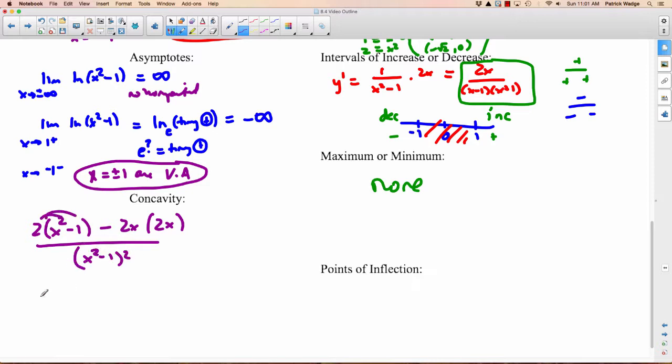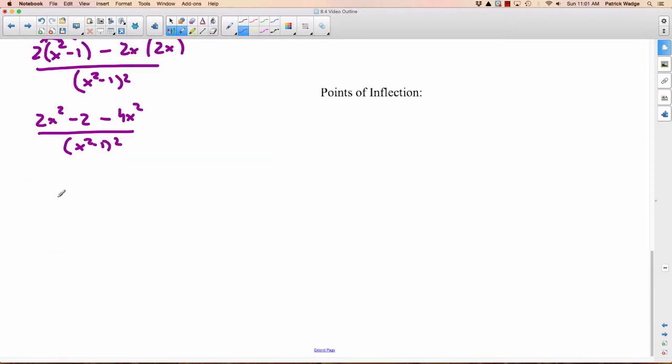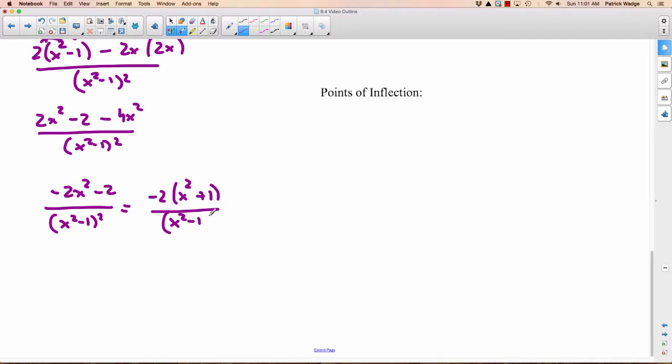So if I expand here, I get 2x squared minus 2, and then I have minus 4x squared, all over x squared minus 1 squared. So 2x squared minus 4x squared is negative 2x squared minus 2, all over x squared minus 1 squared. I can factor out a negative 2. I get x squared plus 1 all over x squared minus 1 squared. And we can put this on our wiggle graph.